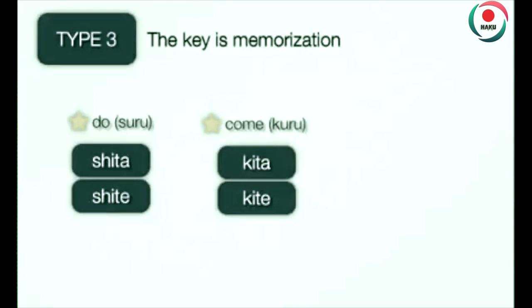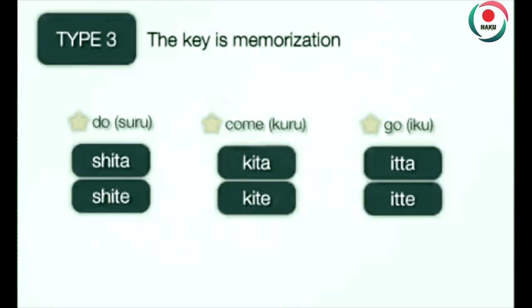But there's actually one more that we have to go through, and that's the verb to go. Typically to go, which is iku, is a type 1 verb, but for the ta form and te form, it doesn't exactly follow the same rules as the others, so it gets thrown into the exceptions list, or type 3 verbs. So to go is iku, and the ta form is itta, and the te form is itte. So those are the 3 that you're going to have to memorize, and those are your type 3 verbs for the te form and ta form.